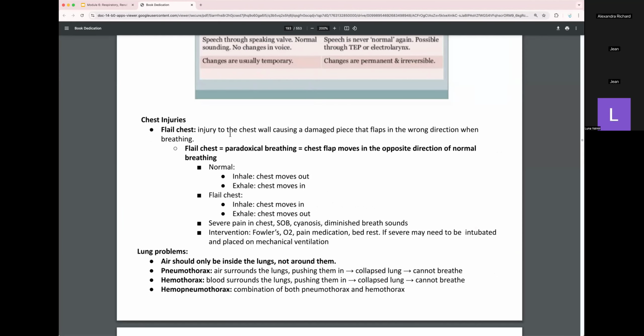Okay, so flail chest, there's an injury to the chest wall causing a damaged piece that flaps in the wrong direction. And this is what we call paradoxical breathing. The chest flap moves in the opposite direction. So the symptoms: severe pain, shortness of breath, cyanosis, and diminished breath sounds. Interventions: high Fowler's to promote proper ventilation, give oxygen, pain medication, and if it's severe, they may need to be intubated and placed on mechanical ventilation.